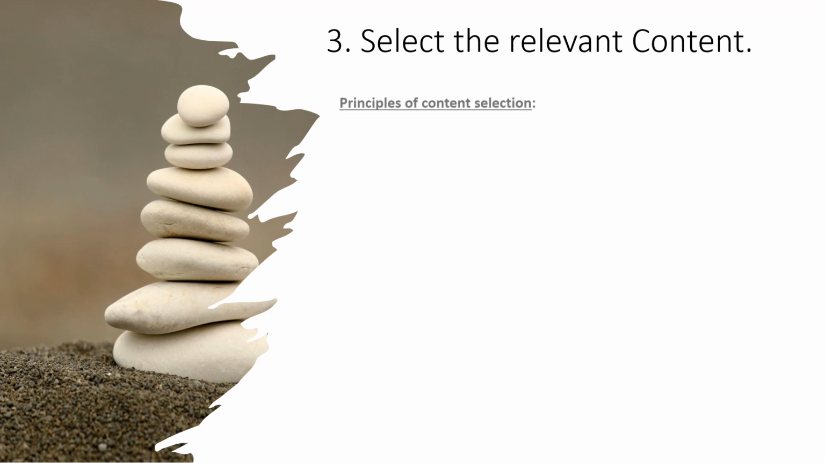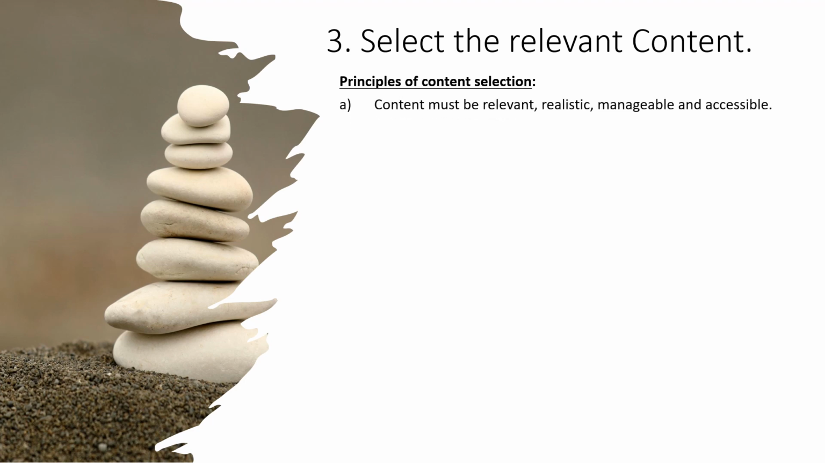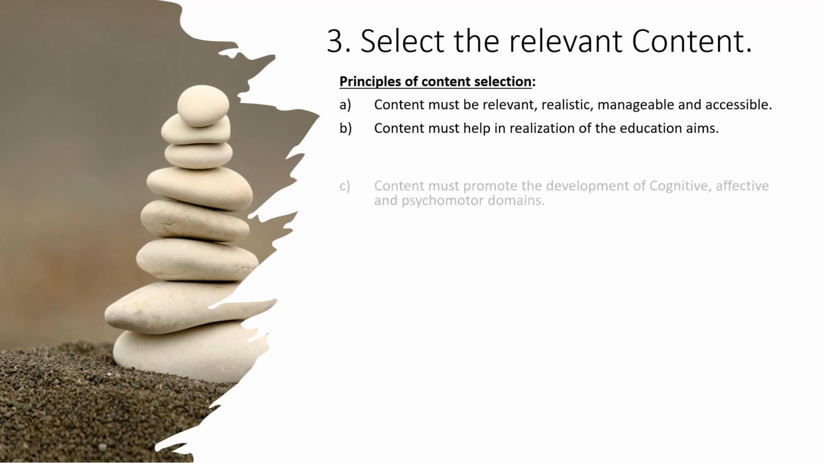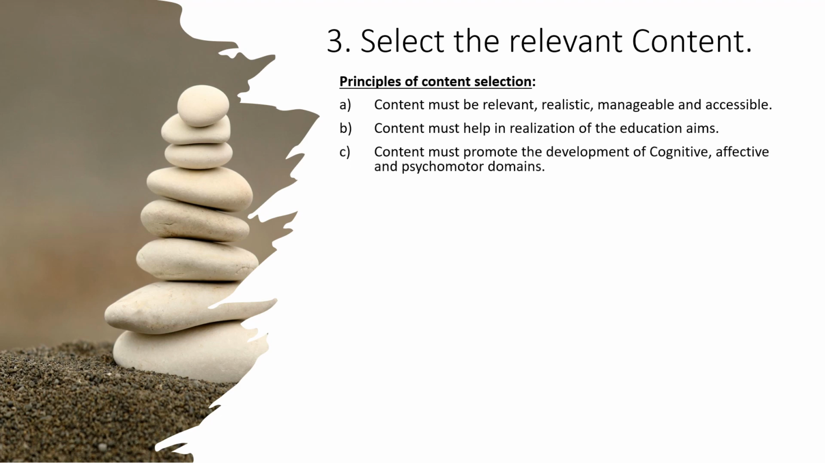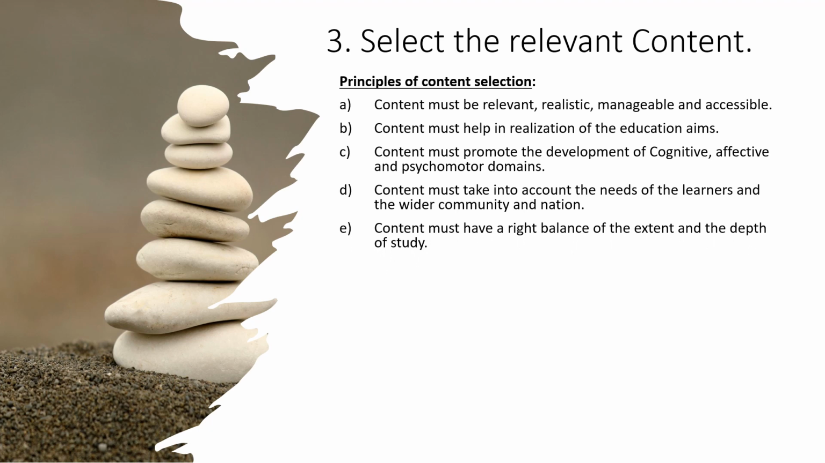Step three is to select the relevant content for the curriculum. During the content selection, we must ensure that content is relevant, realistic, manageable, and accessible. We must also ensure that content helps in realization of the educational aims, and that the content promotes the development of not only the cognitive domain, but also the affective and the psychomotor domain.